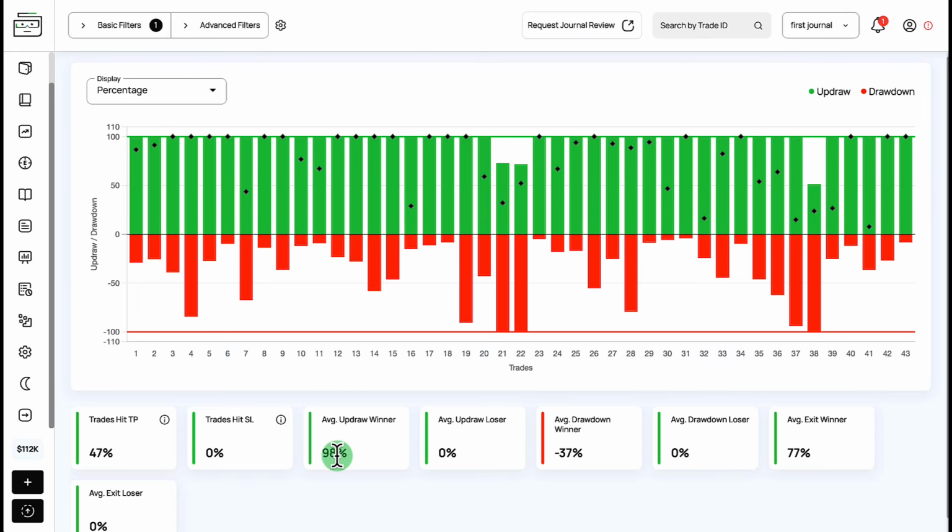However, the average updraw is 98%. So on average, on our winning trades, the price comes 98% towards our take profit. So almost always the price moves into our take profit on our winning trades. Very, very interesting finding. It shows us that we can let our trades run a little bit more. We can be more confident because on average, the price keeps going after our exit.